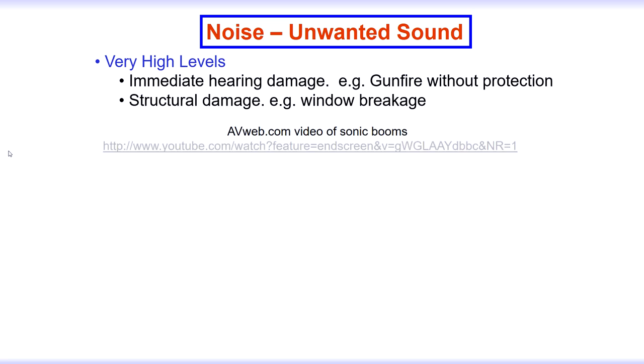Another example of noise at very high levels is the sound produced by an aircraft when it's travelling close to or faster than the speed of sound, a sonic boom. There's a nice video on YouTube by an organisation called avweb.com that I'm going to show here. It gives some good examples of sonic booms generated by aircraft and has a nice explanation of what you see sometimes from aircraft travelling near the speed of sound.